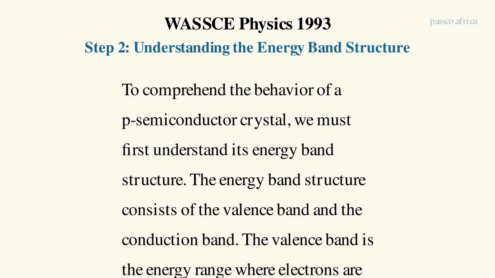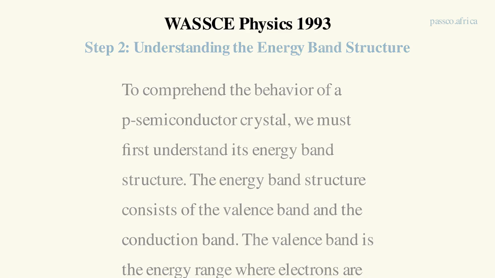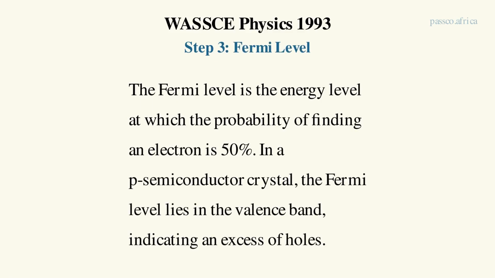Step 2. Understanding the energy band structure. To comprehend the behavior of a p-semiconductor crystal, we must first understand its energy band structure. The energy band structure consists of the valence band and the conduction band. The valence band is the energy range where electrons are bound to the atom, while the conduction band is the energy range where electrons are free to move. Step 3. Fermi level. The Fermi level is the energy level at which the probability of finding an electron is 50%. In a p-semiconductor crystal, the Fermi level lies in the valence band, indicating an excess of holes.